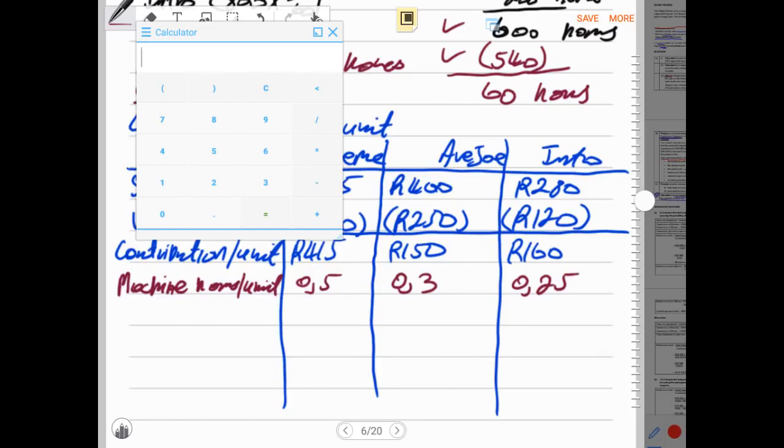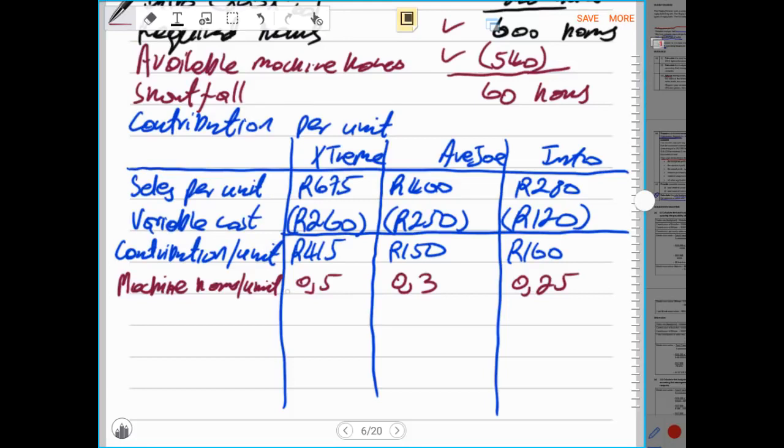And the second one was 18 divided by 60. It gave me 0.3. The third one was 15 divided by 60. It gave me 0.25, which is machine hours per unit. These are the machine hours it takes to complete 1 unit.